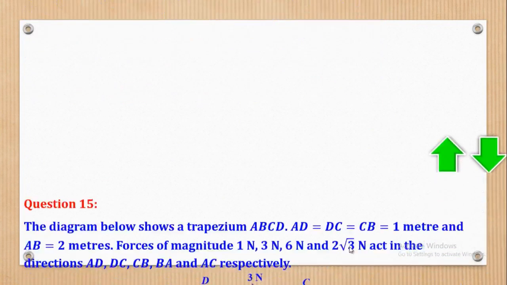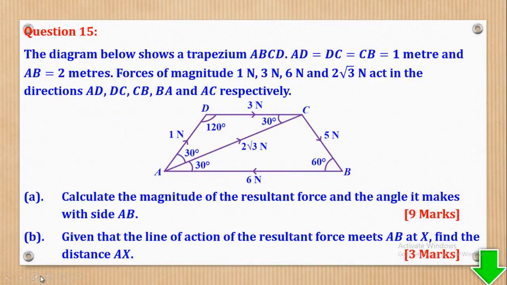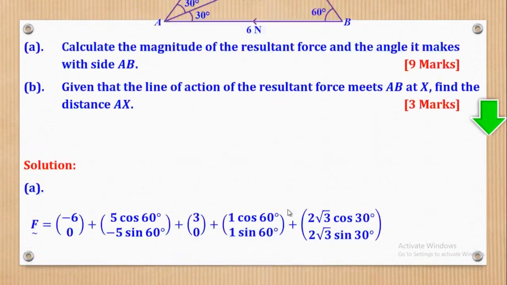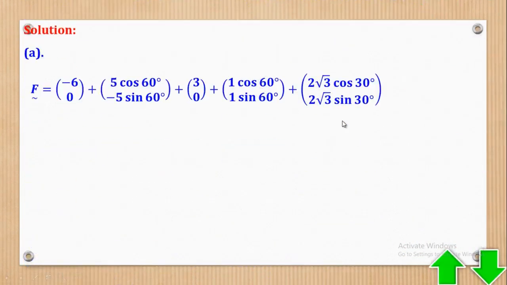What about the 1 Newton force? Horizontally I'll go this side to the right, which is positive, and vertically I'll move upwards, which is also positive. After knowing the signs, next is to resolve. The angle to the horizontal is the whole of this, which is 60. Therefore, the horizontal component will be 1 cos 60 and the vertical component will be 1 sin 60. So that is where this is coming from. Then lastly, we shall look at the force of 2 root 3.